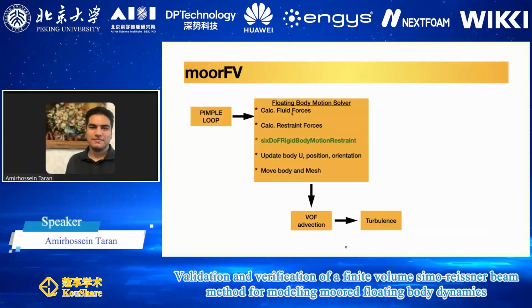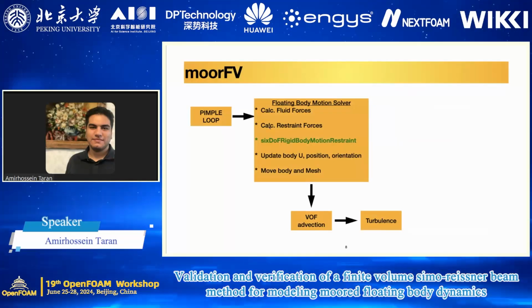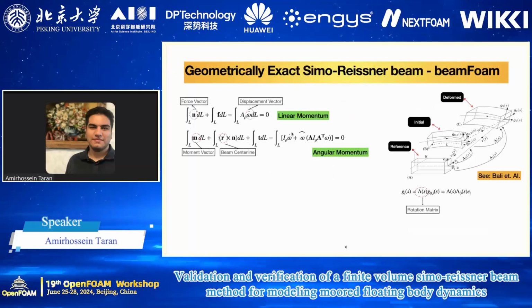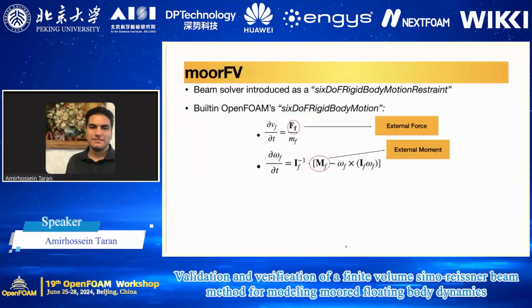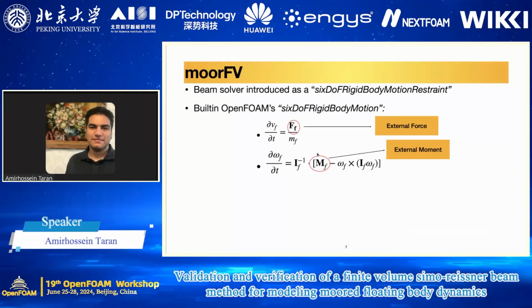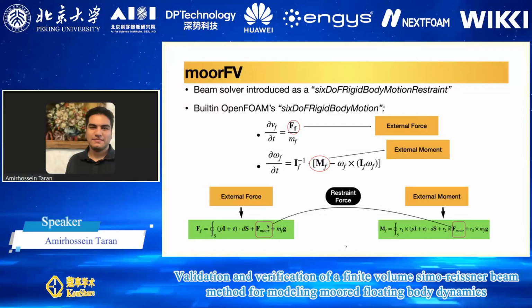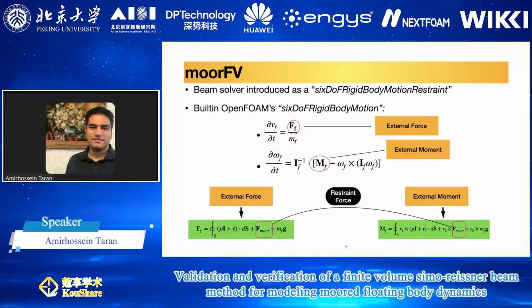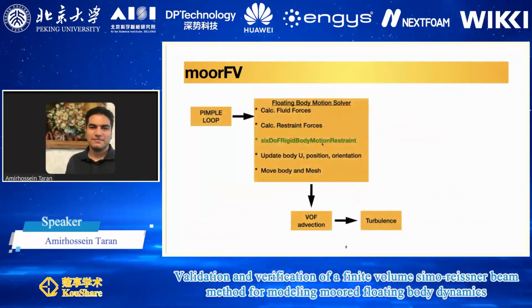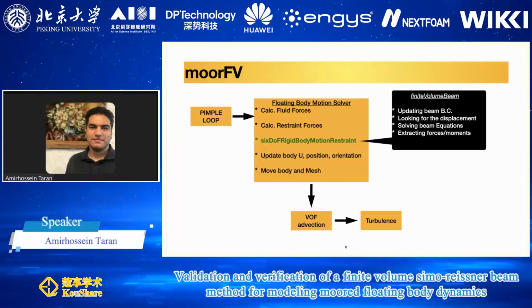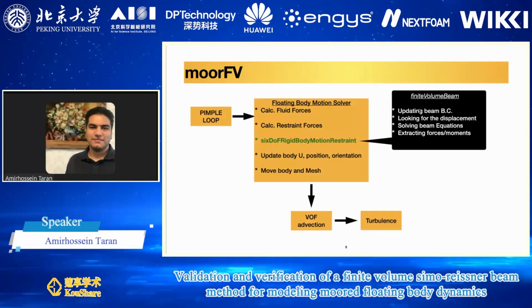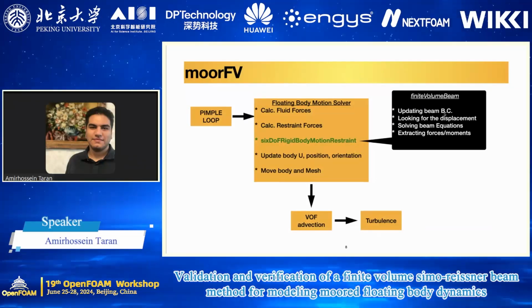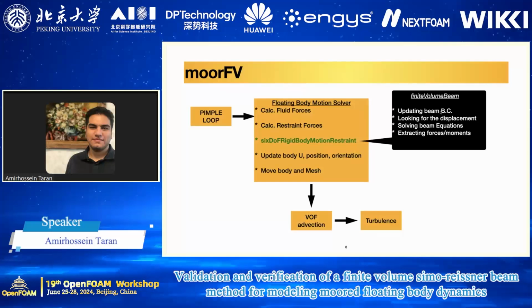In it, first you calculate the fluid forces, then you calculate the restraint forces. These restraint forces are these F and M, forces and moments. These forces are coming from the beam solver in our case. Then you reach the 6DOF rigid body motion restraint, for which we developed our own restraint library, in which we update the beam boundary condition. By beam here, I mean the mooring line.